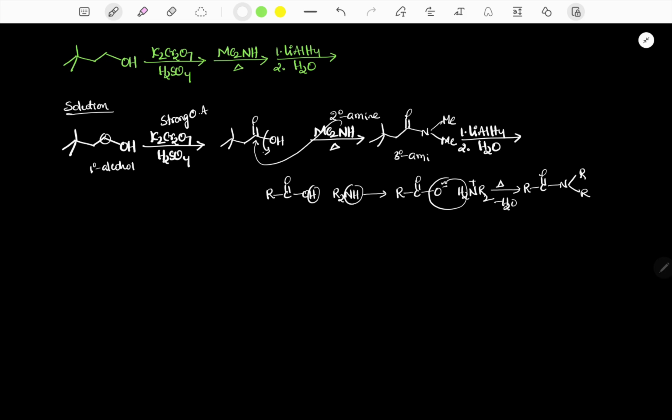Now the tertiary amide is treated with the strong reducing agent lithium aluminum hydride. The amide group undergoes reduction and is converted into amine. The amide part undergoes reduction and is converted into amine. It is a tertiary amine.